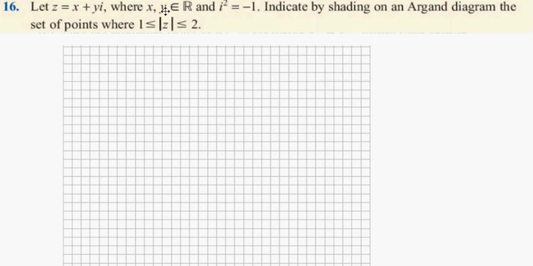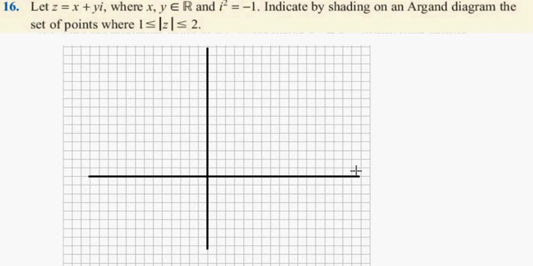Okay, so what we have here is question 16, and on question 16 we're asked to draw an Argand diagram. Now, remember, if I draw a random complex number such as 3 plus 5i, okay? What this represents then is that when I draw 3 plus 5i, I find the modulus of this complex number.